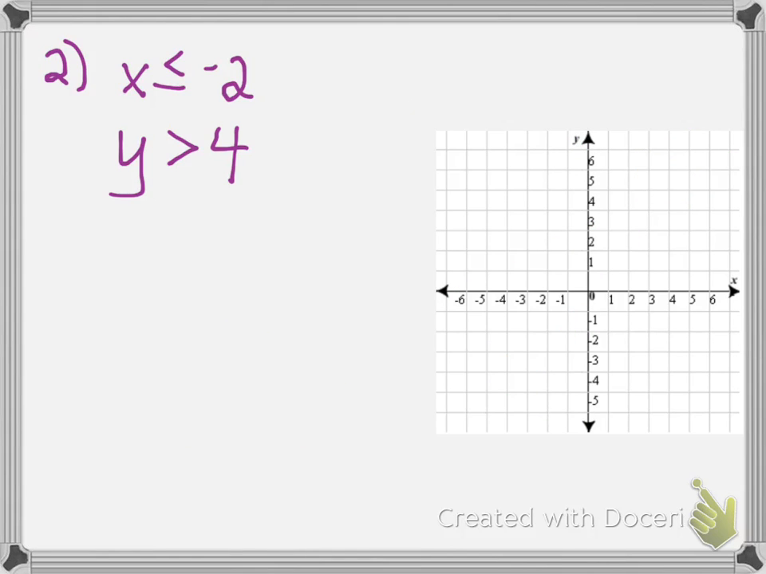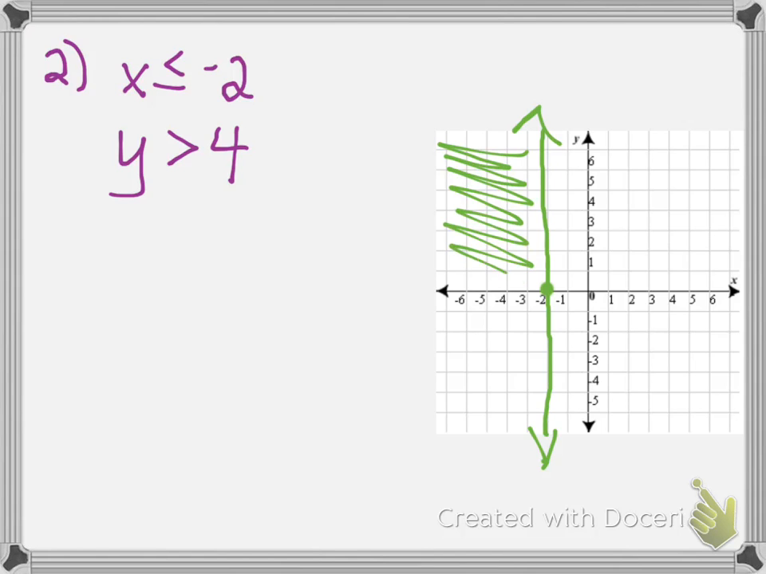Second one, if you notice, both of these are our special graphs. So the first one, x is less than or equal to -2. You find -2 on the x-axis and you put a dot. Then since you are on the horizontal axis, you're going to draw a vertical line, and it is solid. Then the numbers that are less than -2 are to the left of the line, so you're going to shade to the left.